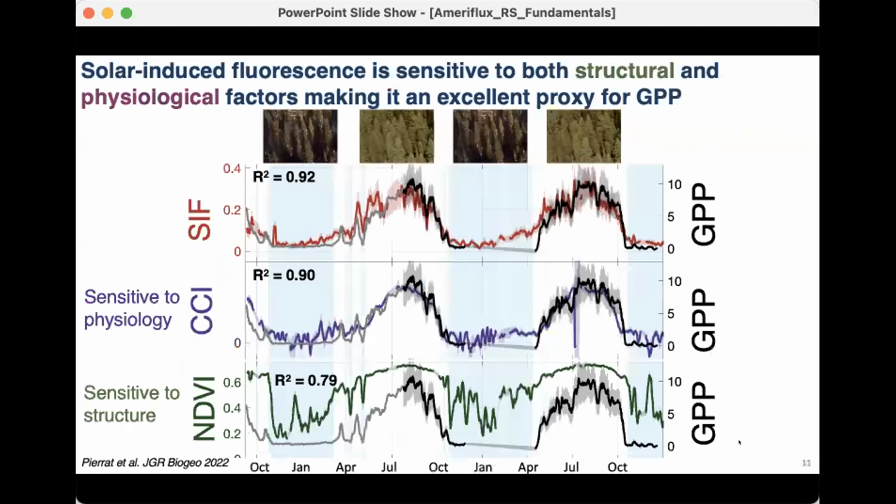In the same vein, solar-induced fluorescence is sensitive to both structure and function, so it generally is a really good proxy for GPP compared to CCI or NDVI, although here you can see CCI does a really good job, but compared with SIF, which generally does a much better job over the full course of a season. I'm not going to go into the details of why it's sensitive to both structure and function, but if you have questions about that, I'm happy to chat later.